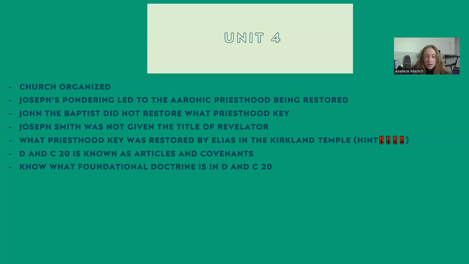Joseph Smith was not given the title of Revelator. And then just know what priesthood key was restored by Elias in the Kirtland Temple. And that's in D&C 110. It is actually the dispensation. Woohoo! Okay. And then D&C 20 is known as Articles and Covenants. A lot of sections have titles, and so that one is known as Articles and Covenants. And then just kind of know what foundational doctrine is in D&C 20 as well.